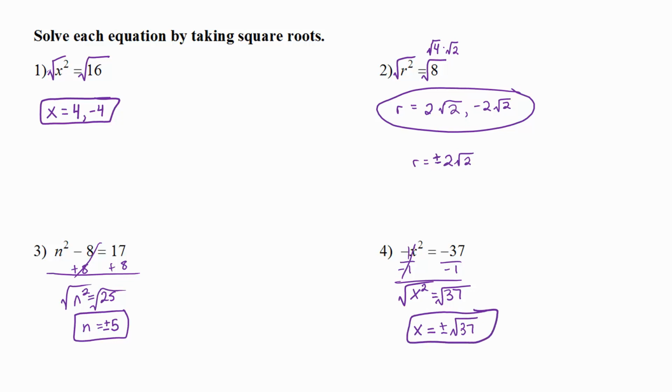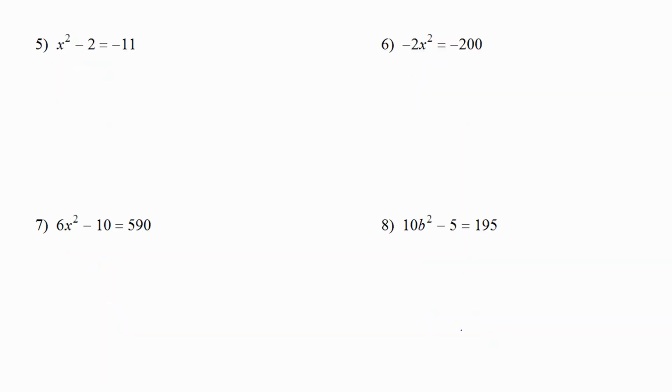So as frustrating as it is, if it's something that's a prime number, that means that you can just leave it. You don't actually have to figure out anything else. You just have to make sure to keep the square root symbol and the plus and minus sign. So these are just some more equations where we're going to have to go ahead and solve using just our normal equation solving skills. Like here we want to add the 2 over to the other side.